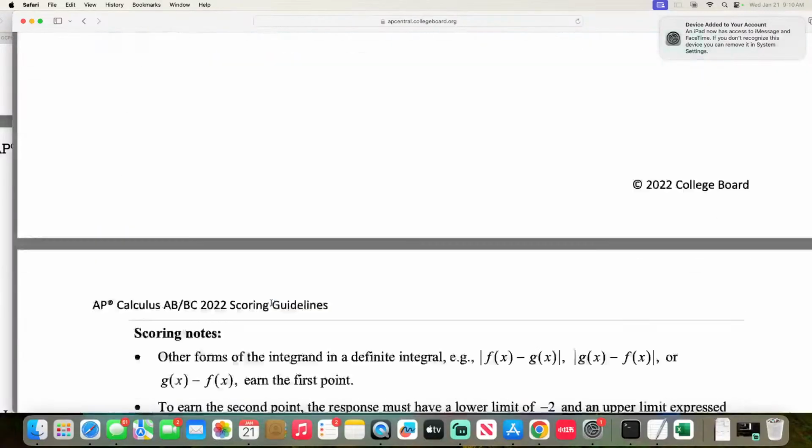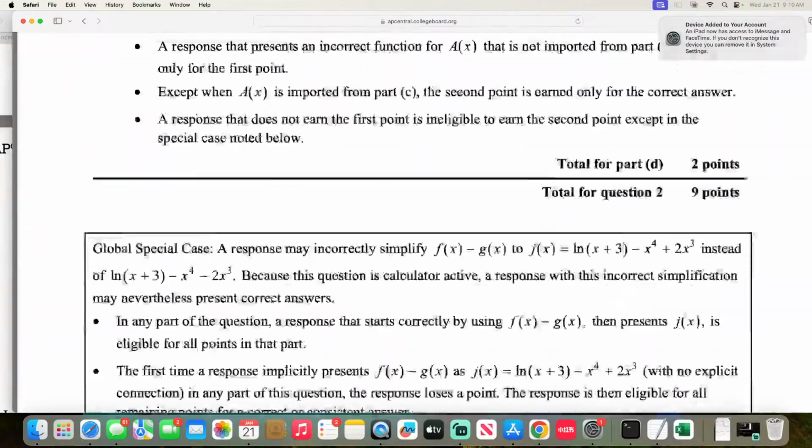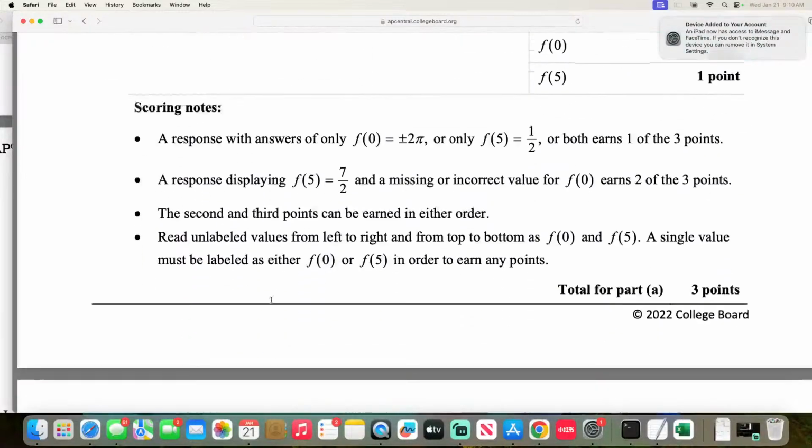And trust me, last year I did not spend this time to talk about the scoring guideline, but I really want you to earn as many points as possible. And even the people who are weaker at math can actually earn points.